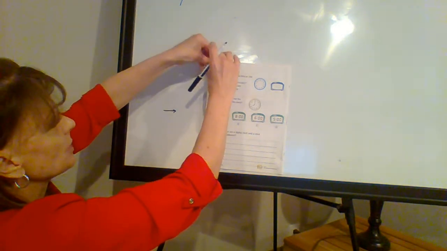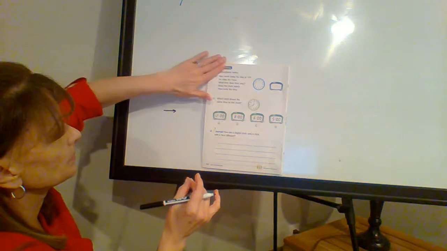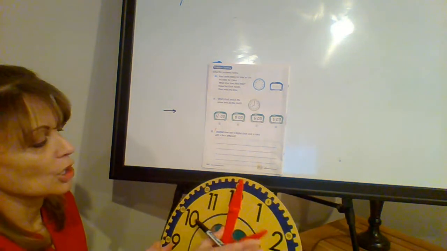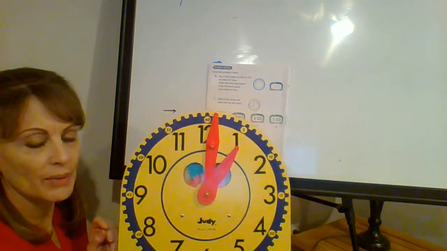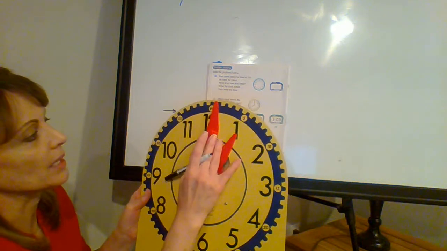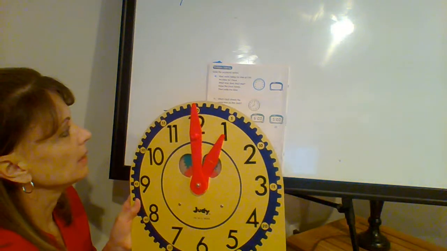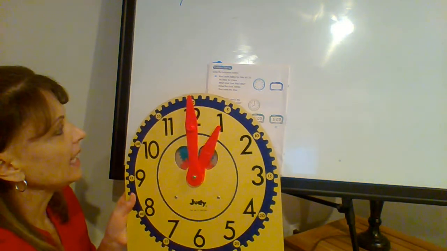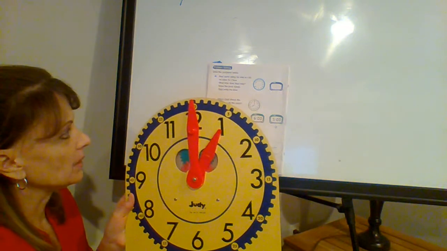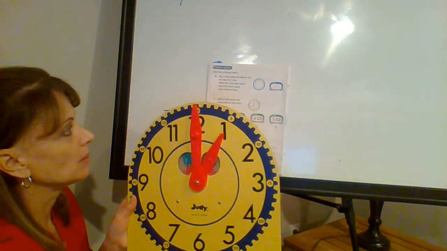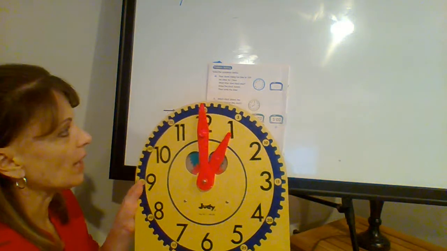Problem solving. It says solve the problems below. Raul starts riding his bike at 1 o'clock. So whenever you have a story problem, it helps to have a clock. So you have your little clock that I gave you. So let's start it at 1 o'clock. So it says Raul starts riding his bike at 1 o'clock. He rides for 1 hour. What time does Raul stop? Draw the clock hands, then write the time.